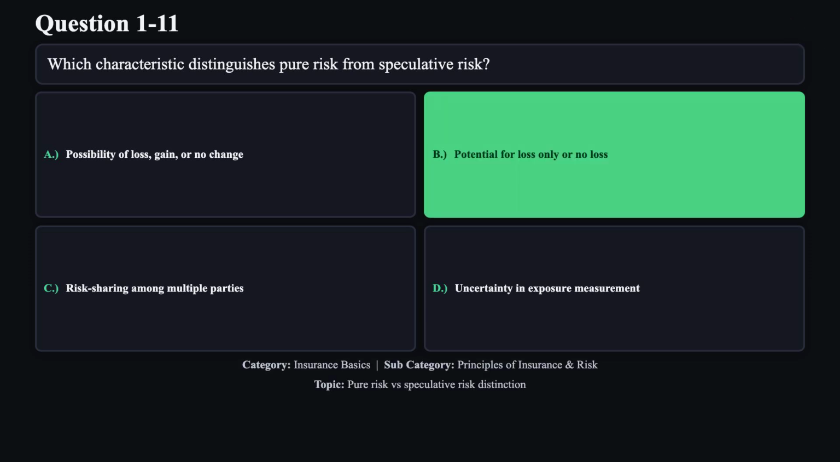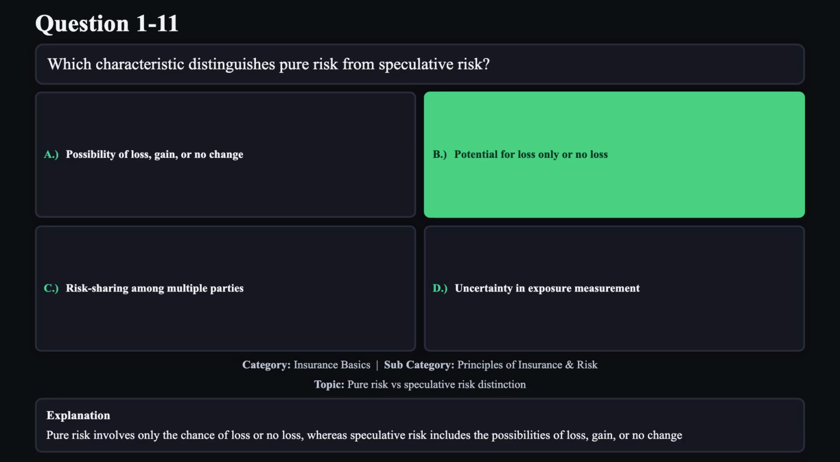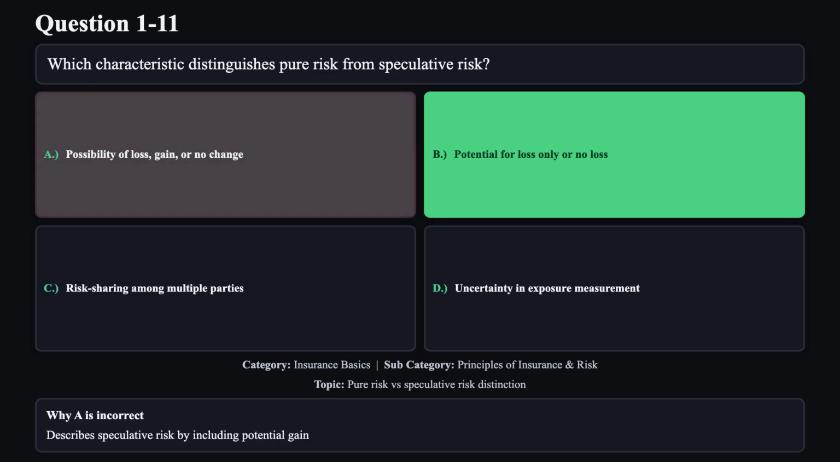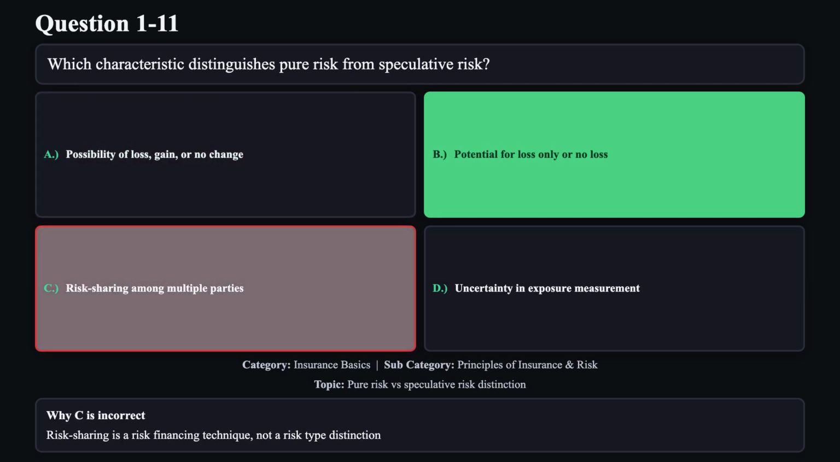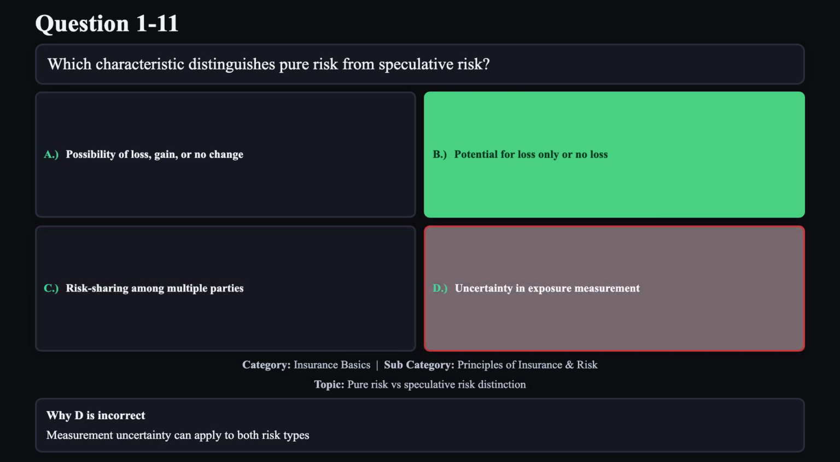The correct answer is B. Pure risk involves only the chance of loss or no loss, whereas speculative risk includes the possibilities of loss, gain, or no change. Reason A is not correct. It describes speculative risk by including potential gain. Reason C is not correct. Risk sharing is a risk financing technique, not a risk type distinction. Reason D is not correct. Measurement uncertainty can apply to both risk types.